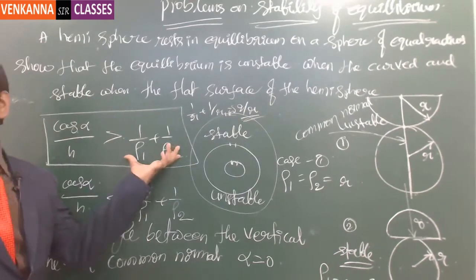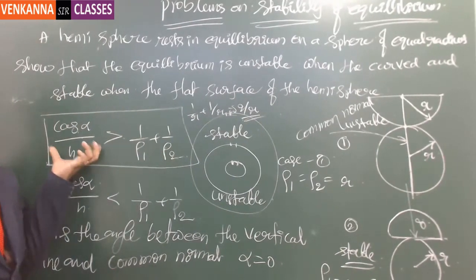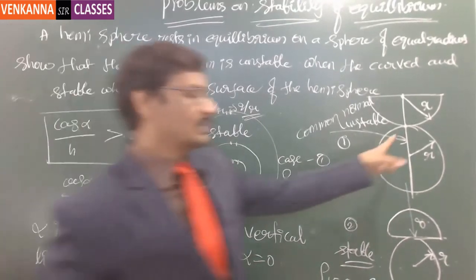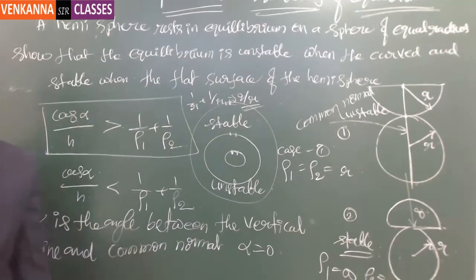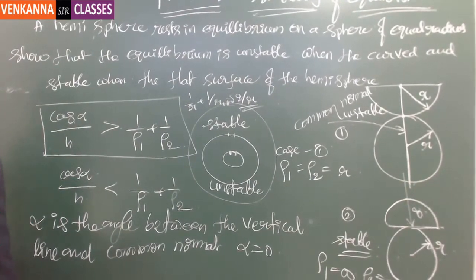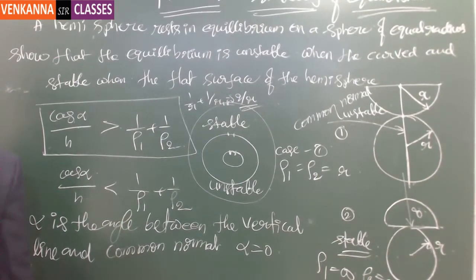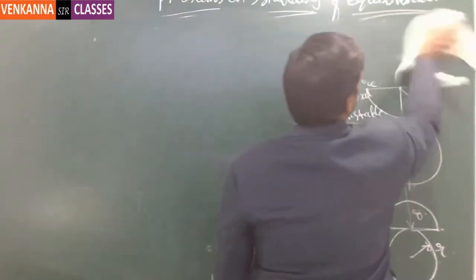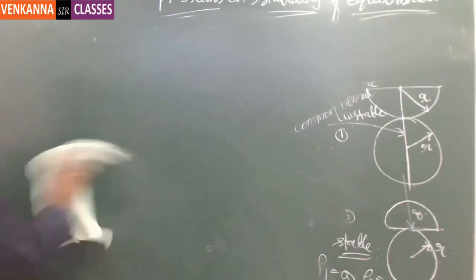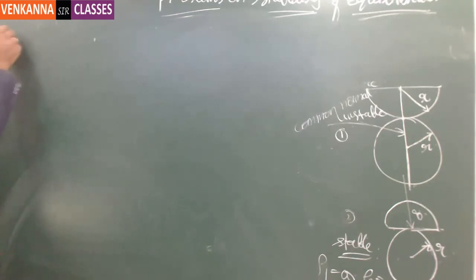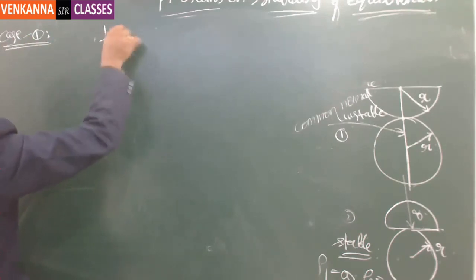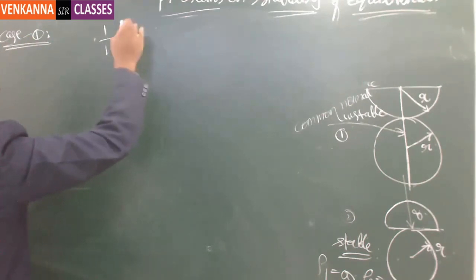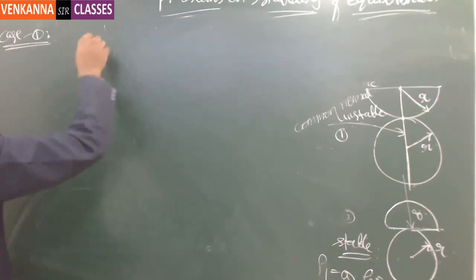So the right side part is 2 by r and the left side part is 1 by h. H we need to calculate for this particular case, which we are going to do now. So note this down. In case 1, 1 by h should be greater than or equal to this for the stable condition, right? So we will calculate the 1 by h value.